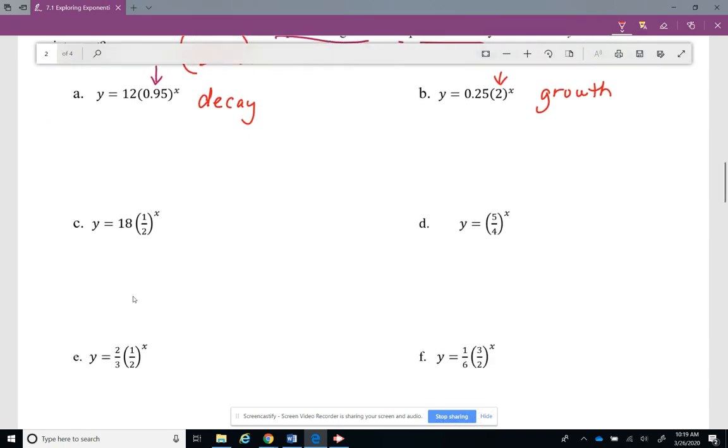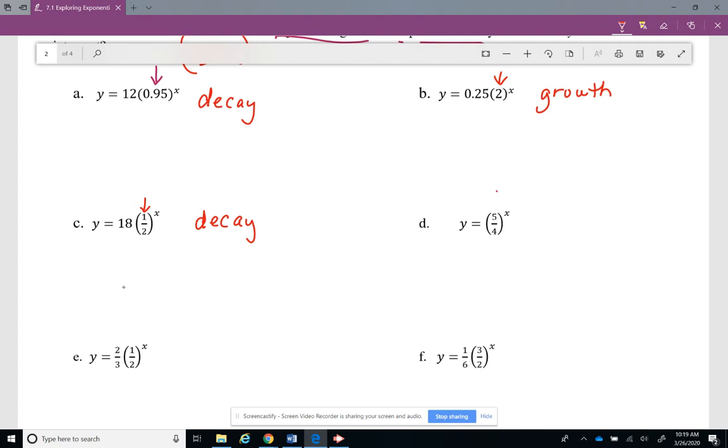All right, we're going to the base that has the x as the exponent. Is 1/2 greater than 1 or less than 1? Less than 1. So what is it? Growth or decay? It's decay. All right, let's go to the next one.